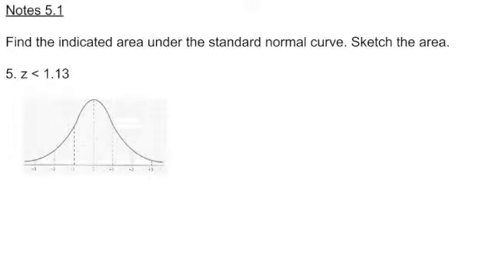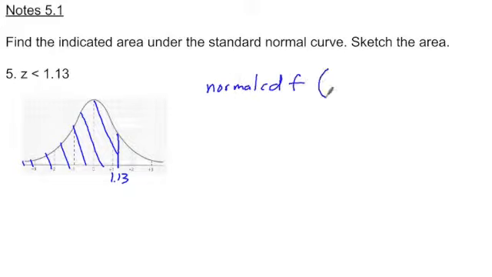Next we are looking to the left of 1.13. We'll sketch 1.13 right here, and we're looking to the left. So in the calculator, we'll type in normal CDF. We're going to the left, so we want to approximate this with negative 10,000. So we do negative 10,000, comma 1.13, and we get 0.8708.